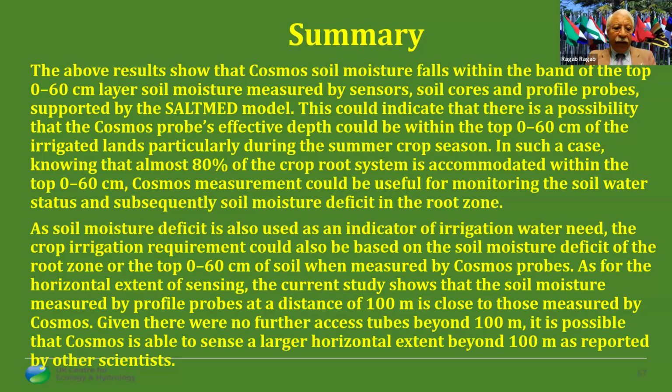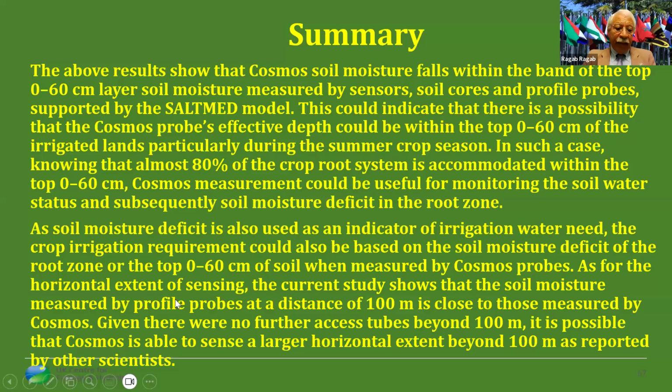In such a case, knowing that almost 80% of the crop root system is accommodated within the top 60 centimeters, Cosmos measurements could be useful for monitoring the soil water status and subsequently soil moisture deficit in the root zone. A soil moisture deficit is also used as an indicator for irrigation water need. The crop irrigation requirement could also be based on the soil moisture deficit of the root zone or the top 0 to 60 centimeters of soil when measured by Cosmos probes.